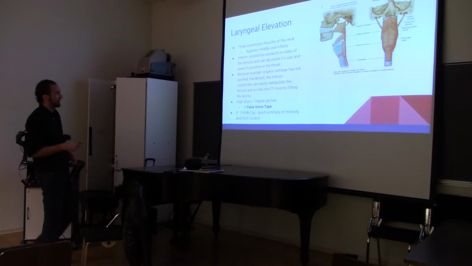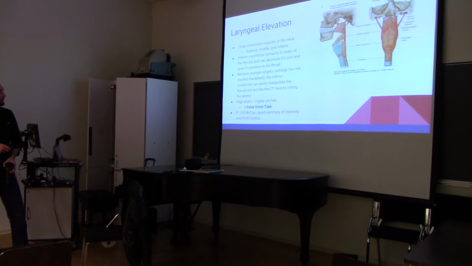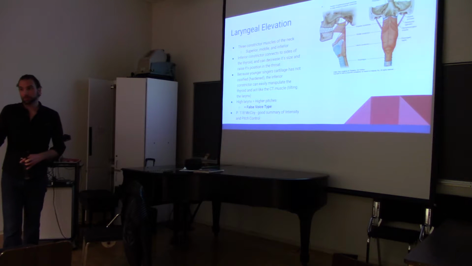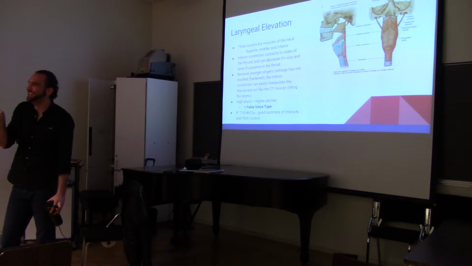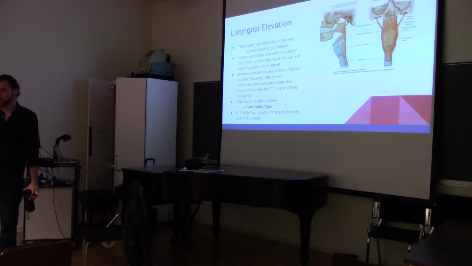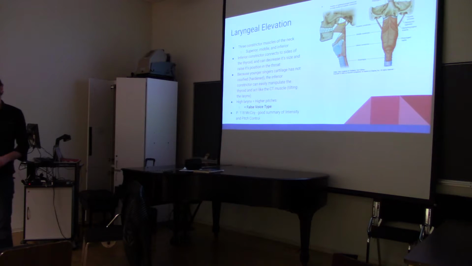Because younger singers' cartilage, the cartilage in our larynx, is not ossified and hardened, the inferior constrictor can easily manipulate the thyroid and act like the CT muscle and tilt the larynx. So you guys probably have a propensity to do this too. I know I did when I was 22 and 24, okay? Not 23, no, I went through a phase. When you squeeze it, it acts like the CT muscle, right? It stretches the thyroid back and makes the vocal folds tauter. Does that make sense? A lot of young people do that. And you can fake it because your larynx doesn't care if it's bent like that.